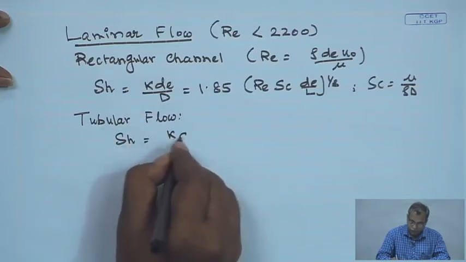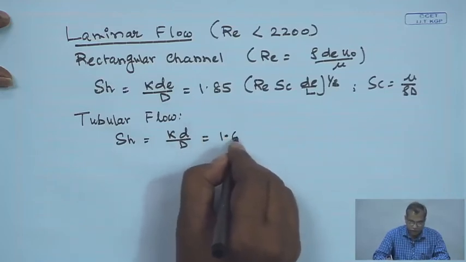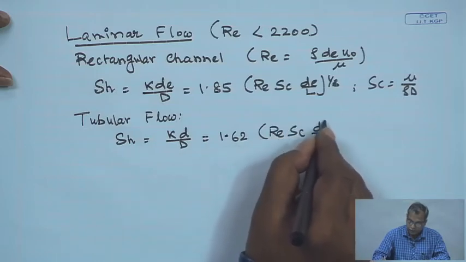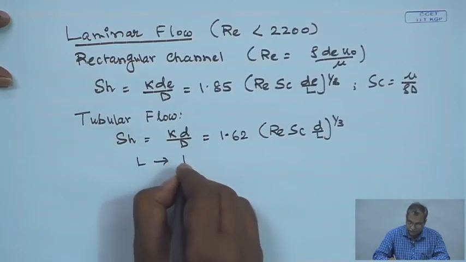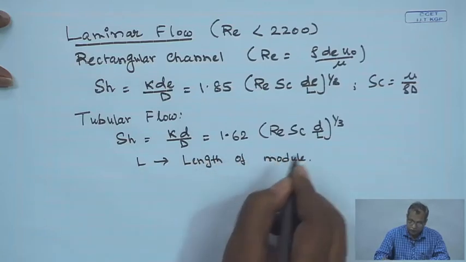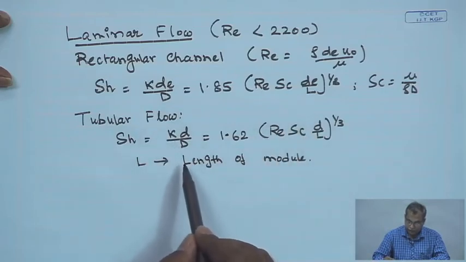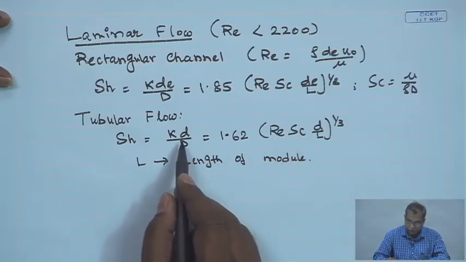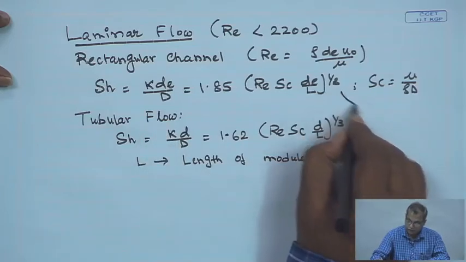For a tubular module, for flow through a tube, the Sherwood number is defined as k d over D equal to 1.62 (Re Sc d by L) raised to the power 1 upon 3, where in both cases L is the length of the module. That means for a rectangular channel L is the length of the channel, and for the tube L is the length of the tube. So, the mass transfer coefficient will be calculated from this Sherwood number, and these relations are known as the Leveque relation.